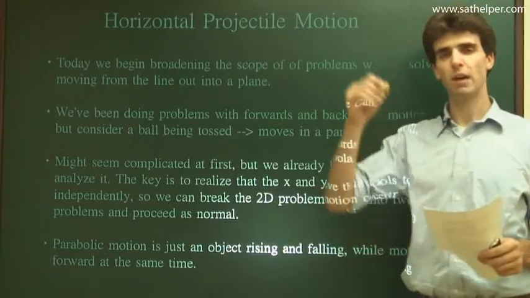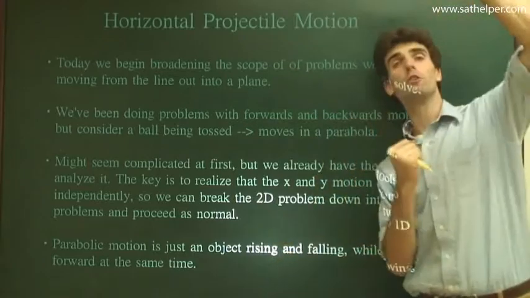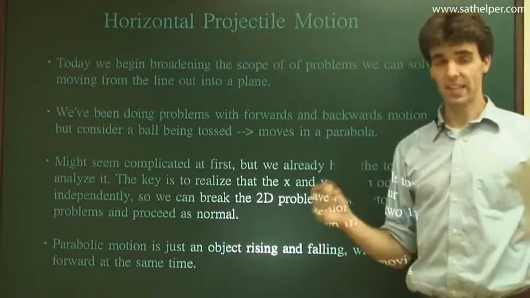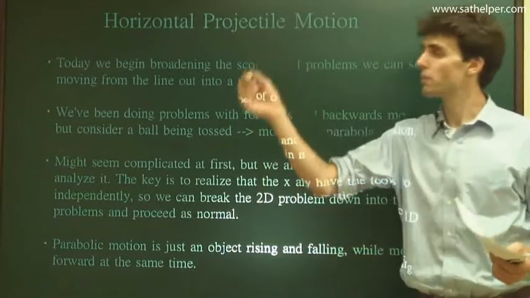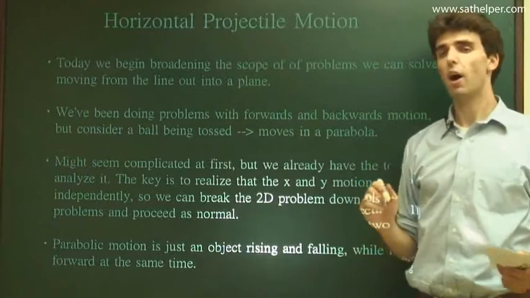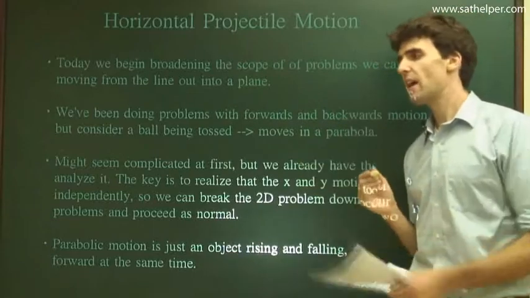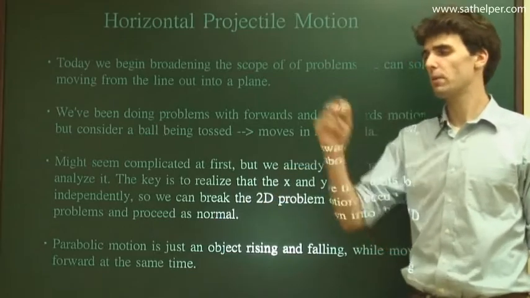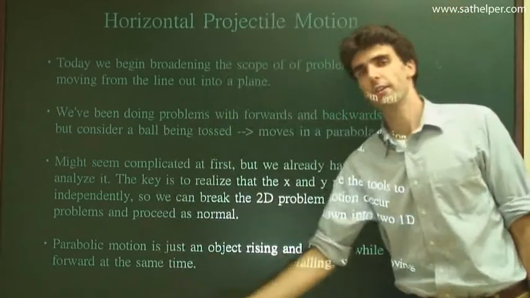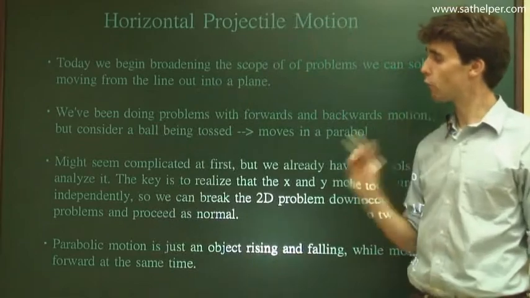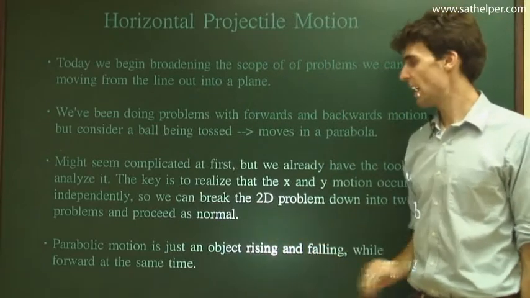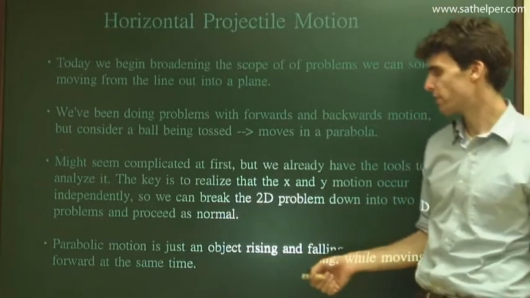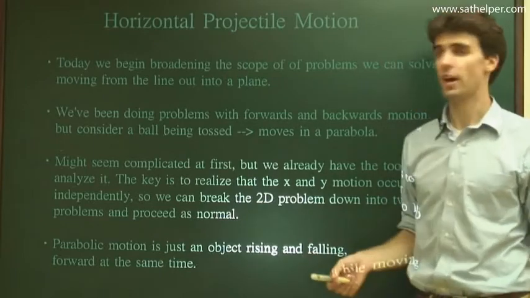The only thing that makes this a parabola, and not like the arrow, a vertical shot going up, slowing down and falling back down, is that it's the same thing. It goes up and then comes back down, except it also has a simultaneous x velocity, a constant x velocity that carries it like this. So as it goes up and then slows and comes down like this, it's exactly the same as before, but with an additional x component, and that's it. So parabolic motion is just an object rising and falling while moving forward at the same time.